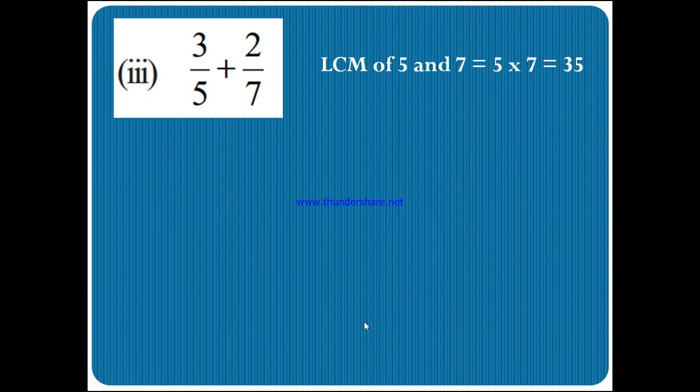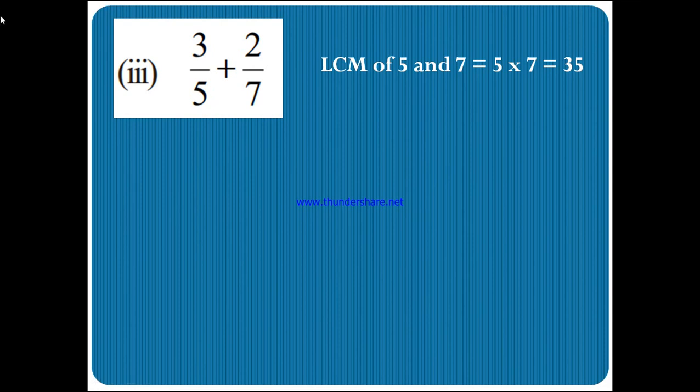To find the LCM of 5 and 7, you need not do the steps, because both 5 and 7 are prime numbers. When all the denominators are prime numbers, you can multiply the numbers directly. So 5 sevens are 35. That is the LCM. When do you find the LCM? When the fractions are unlike, that is, if the denominators are different, only then will you go to the LCM step.